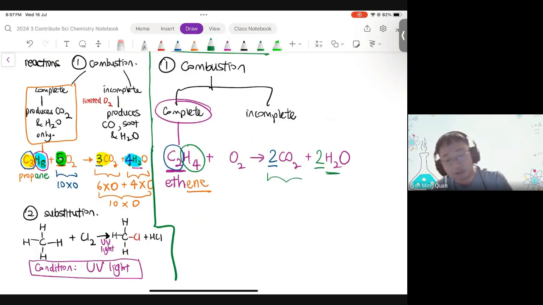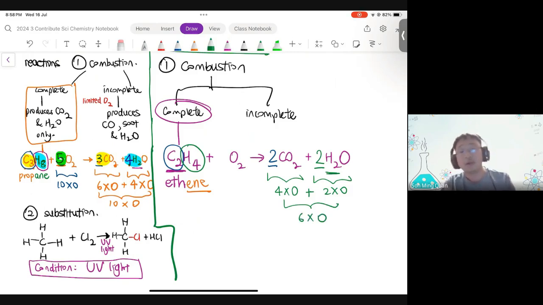Finally, the last step is to count the oxygens. If you have counted the oxygens carefully, 2 CO2 has 4 oxygens. 2 H2O has 2 oxygens. 4 plus 2 oxygens is 6 oxygens. Therefore, the number to put in front of O2 is 3. So it's C2H4 plus 3O2 forms 2 CO2 plus 2 H2O. And that's the balanced equation for the complete combustion of ethene.